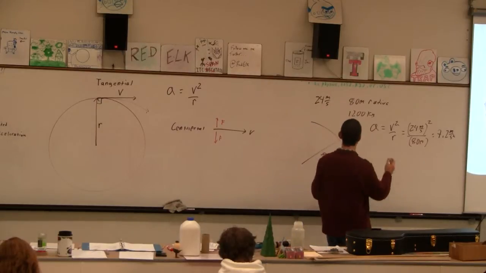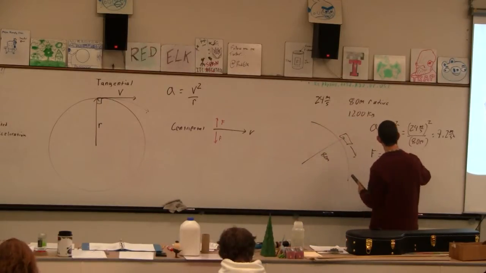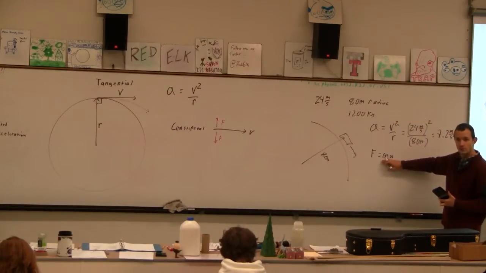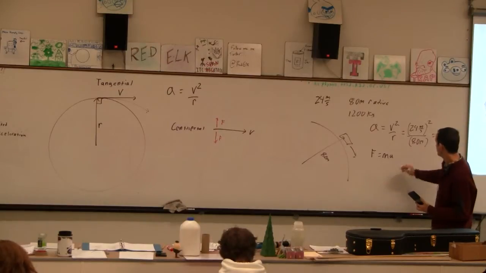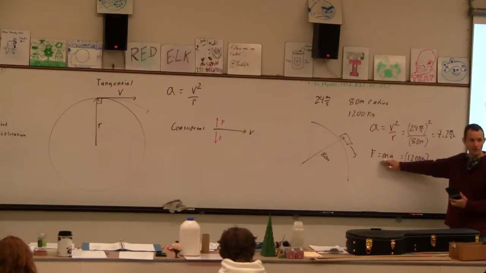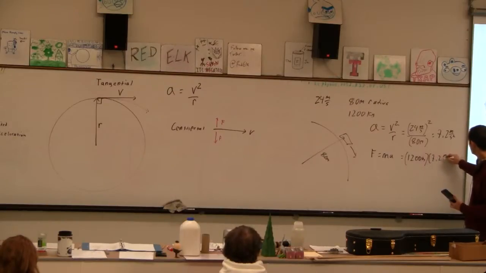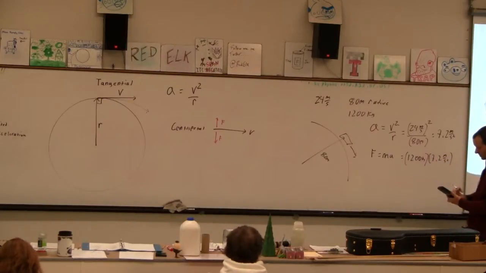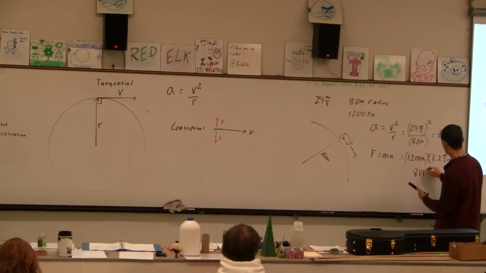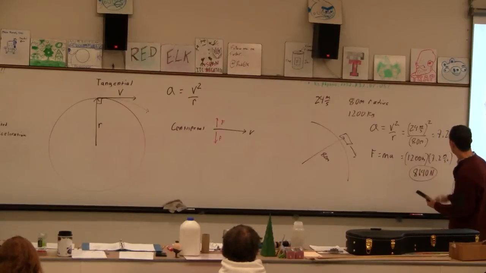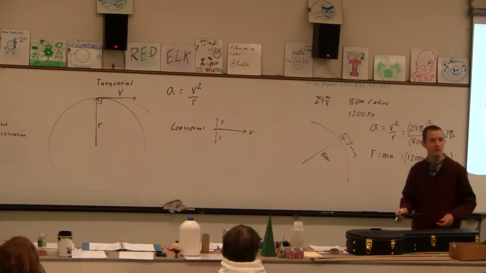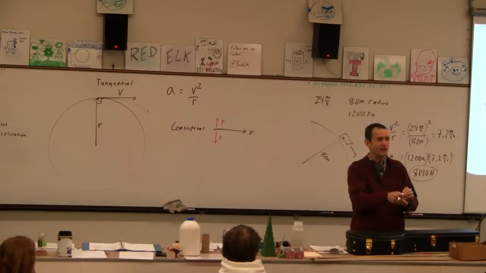Okay. And then to figure out the force needed, I'm just going to use F equals ma, right? Now this is lateral force. This force here is lateral force, so it's force that's toward the center of the curve, right? And so that's 1,200 kilograms. And the good news is we don't need to reinvent Newton's second law. It's the same second law, right? 7.2 times 1,200. So this is 8640 newtons. Ta-da.